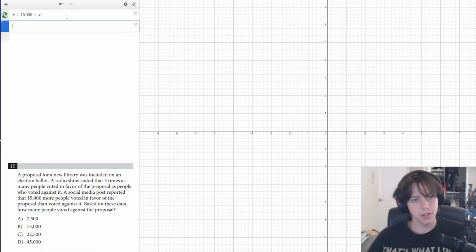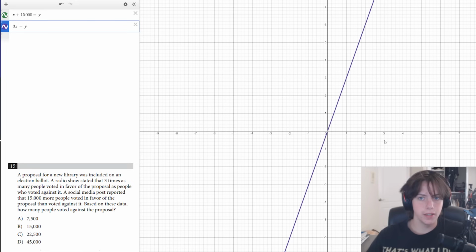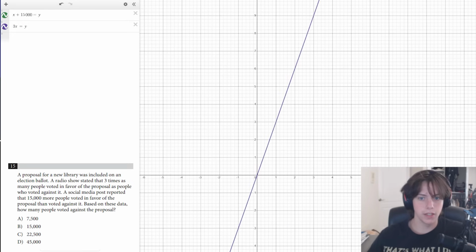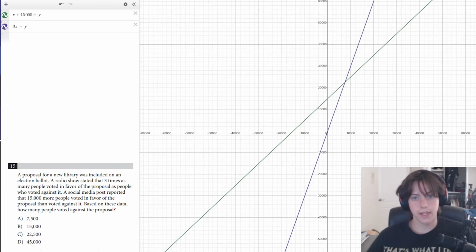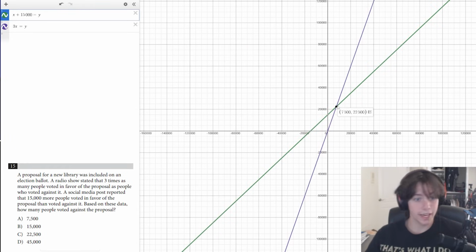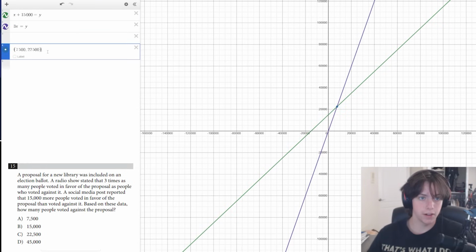So let's write our two systems. 3x equals y, and right away we see that if we zoom out, these two equations intersect at a point, and our answer would just be x. That's the people who voted against it, so 7,500. So our answer would just be A, 7,500.